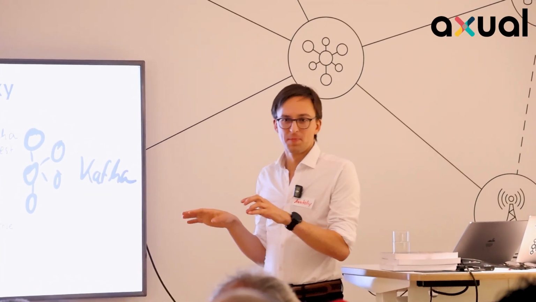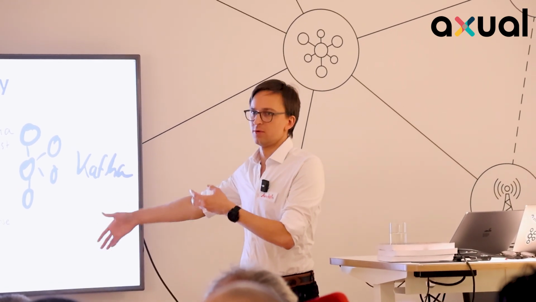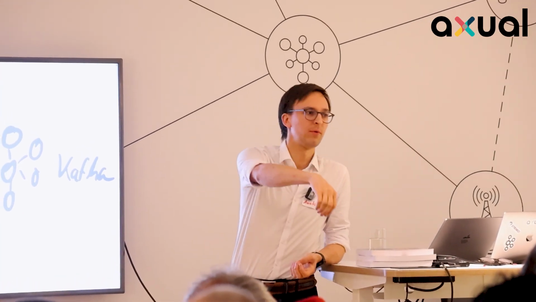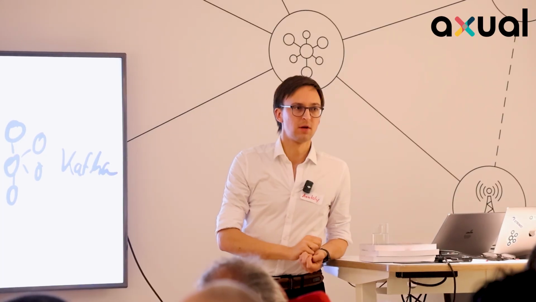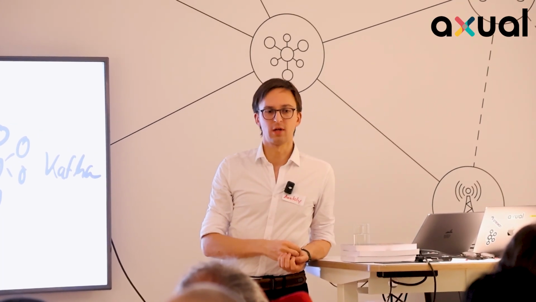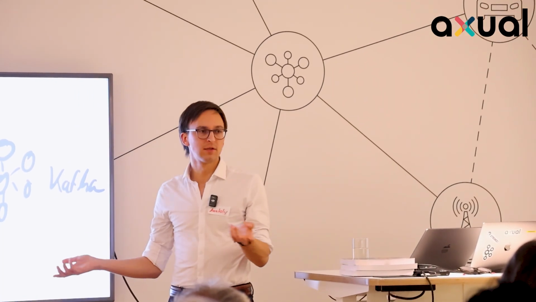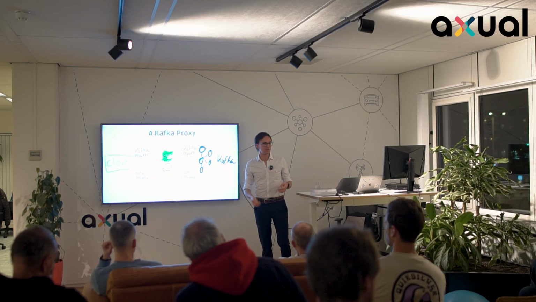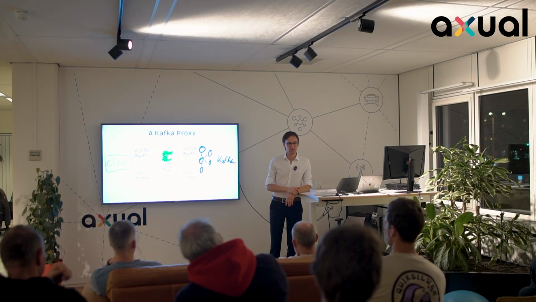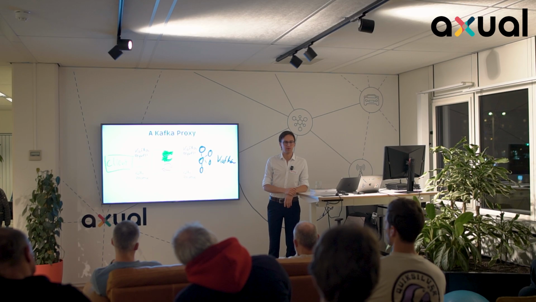Kroxylicious is a component that allows you to do something with your requests and responses. One thing you could do is look into a request, see, oh, this is a produce request, check whether the content is valid, and then deny the production if you don't like it, or allow it. Or you could rewrite messages, or reroute messages, stuff like that. It's up to you. There are a few filters already implemented in Kroxylicious, but it's an open source project with a library. You can do in the end whatever you want.